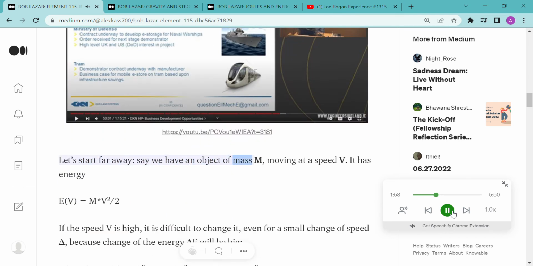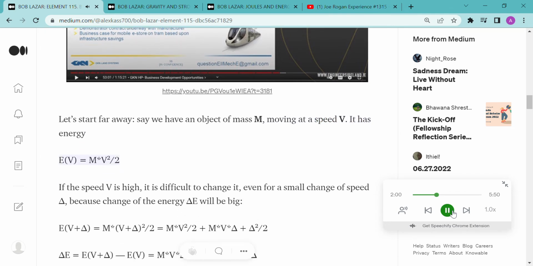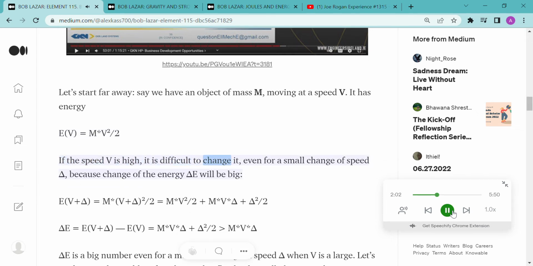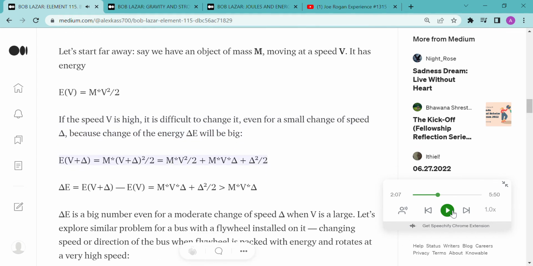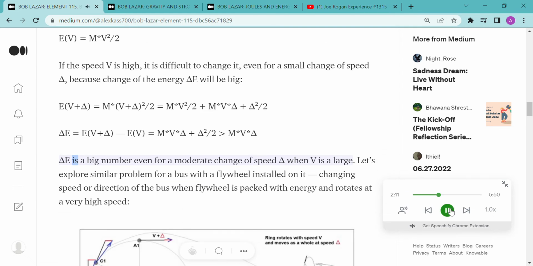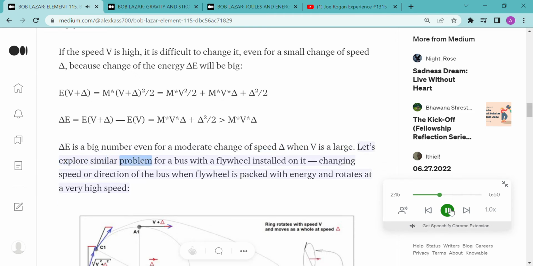Say we have an object of mass m, moving at a speed v. It has energy E equals mv squared / 2. If the speed v is high, it is difficult to change it, even for a small change of speed delta, because the change of the energy delta E will be big. Delta E is a big number even for a moderate change of speed delta when v is large. Let's explore a similar problem for a bus with a flywheel installed on it.